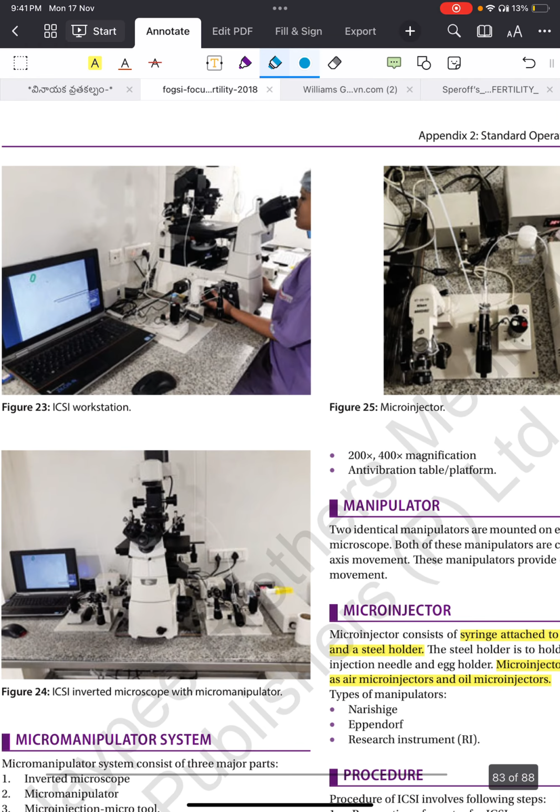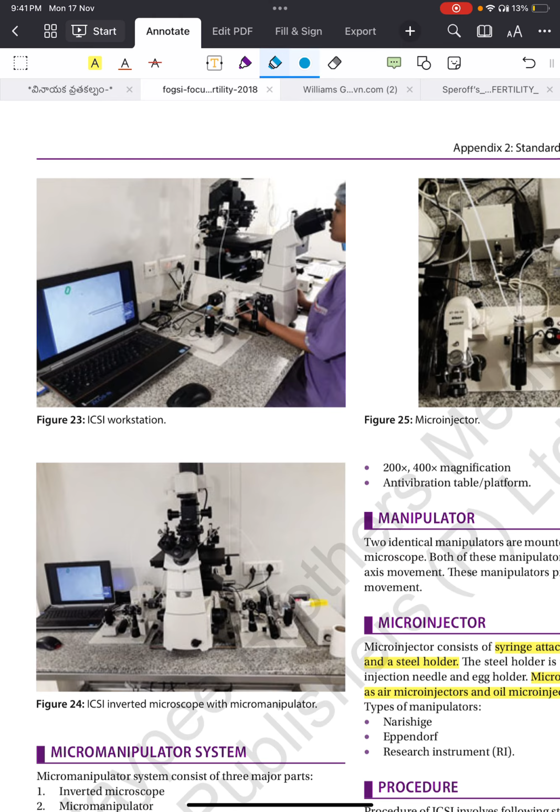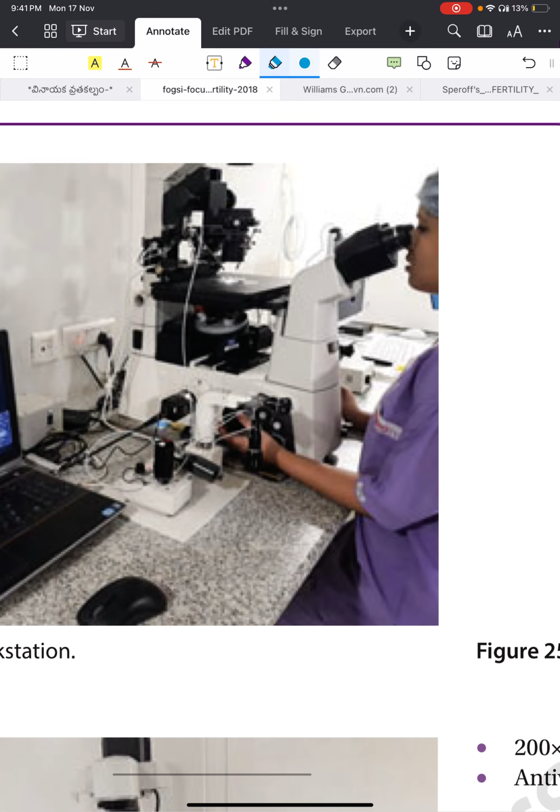If you see the images, there are two instruments. One is the micro manipulator, the other is the microscope. This is known as the inverted microscope, whereas this is the manipulator. If you properly see this image, you can see two needles. Where are the two needles? These two. This is one needle and this is one needle.